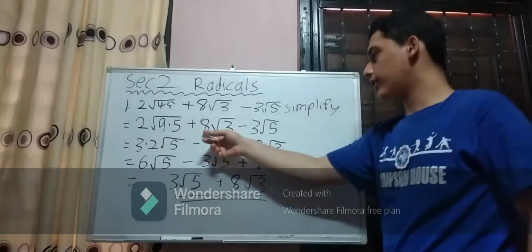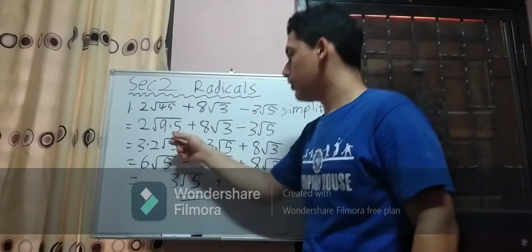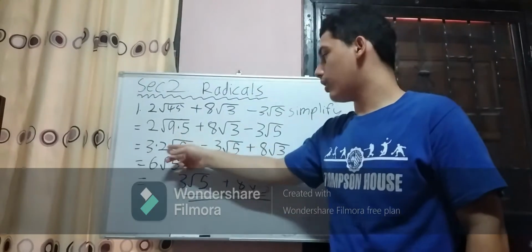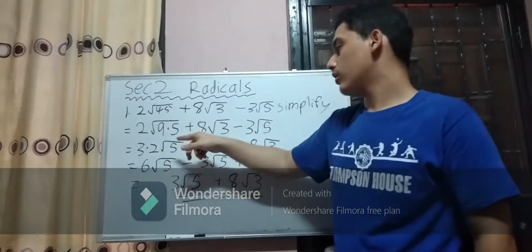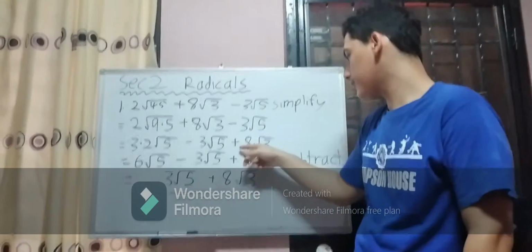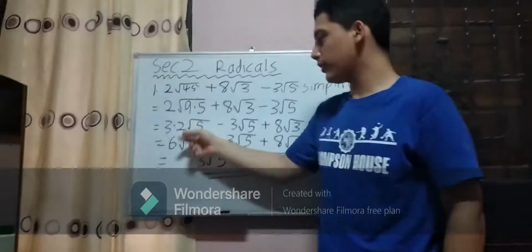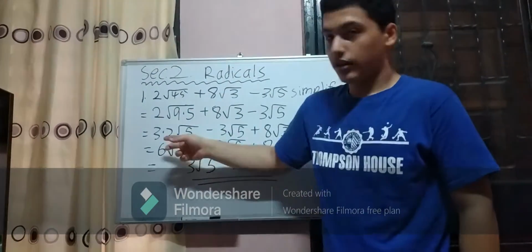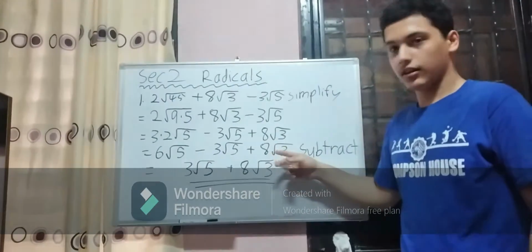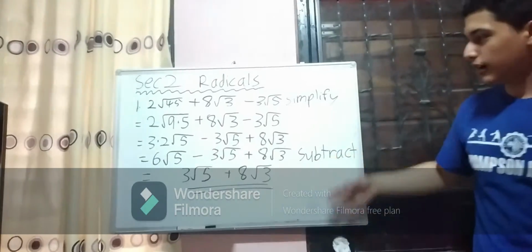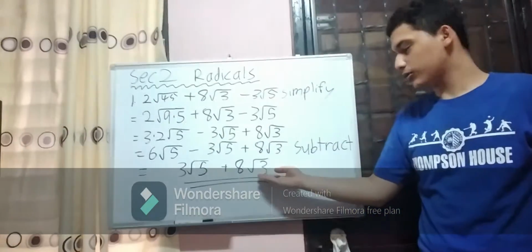And then it continues 8 square root 3 minus 3 square root 5. So I square root the 9 and that'll become 3. So the question reads 3 times 2 square root 5 minus 3 square root 5 plus 8 square root 3. With that, I can multiply the 3 and the 2 to get 6. So the question reads 6 square root 5 minus 3 square root 5 plus 8 square root 3. So now I just subtract these two values and that'll get 3 square root 5 plus 8 square root 3.